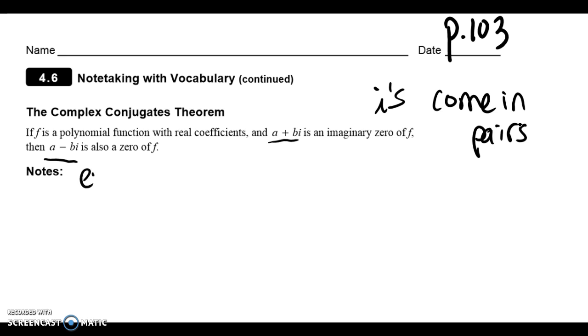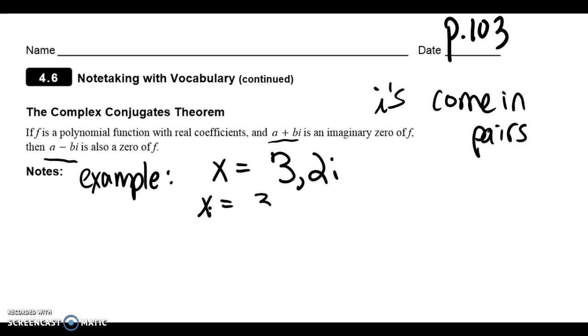So let's try an example. I'd like you to put this example in your journal. If I give you the zeros of 3 and 2i, I'd like you to tell me the polynomial. Well, you have to first know that the zeros really are 3, 2i, and negative 2i.